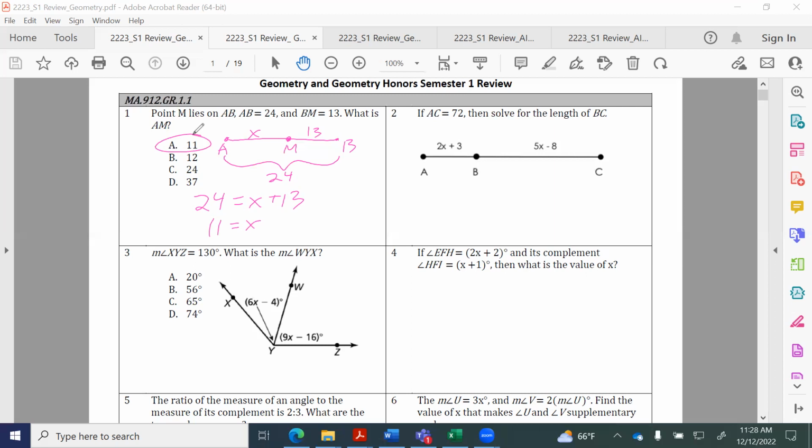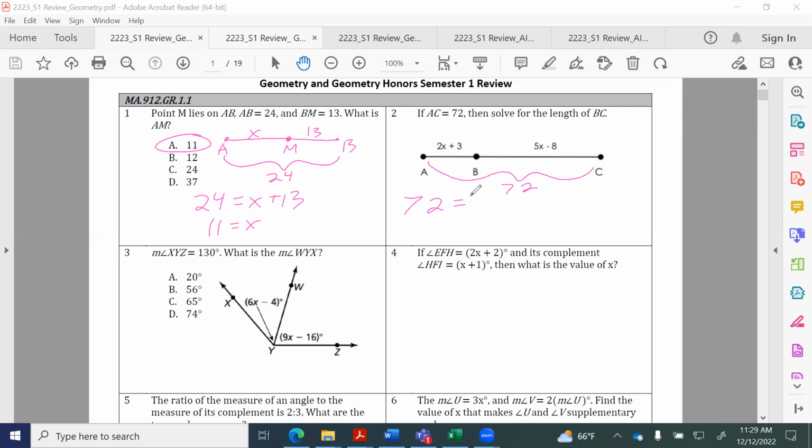Number 2, if AC is 72, now they gave us a drawing this time, but did they label the 72? No, so again, make sure you label it. So the whole thing is 72. They gave us the length of the individual pieces as expressions. So we can take those two expressions, add them together, and set them equal to 72. Now, you can either write it as an equation where you add them together, or go ahead and combine them first before you write the equation. I like combining them first. So 72 equals 2x plus 5x is what?